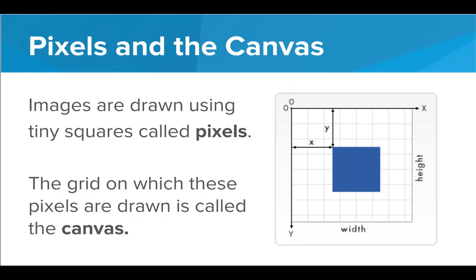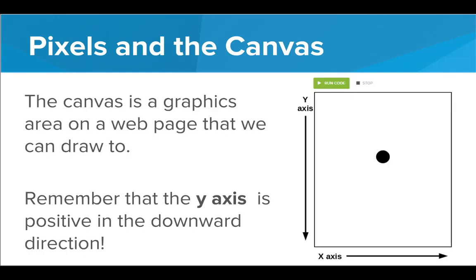Images displayed on a computer screen are made up of tiny squares called pixels. You can think of the entire screen as a big piece of graph paper, with the squares being very small. Although the positive x direction on the computer screen goes from left to right, the positive y direction goes from top to bottom. In JavaScript, we'll be drawing to a graphics area in the web browser called the canvas. It works the same way as the larger computer screen, only it's smaller and has less pixels. Always remember that the y-axis is positive in the downward direction.